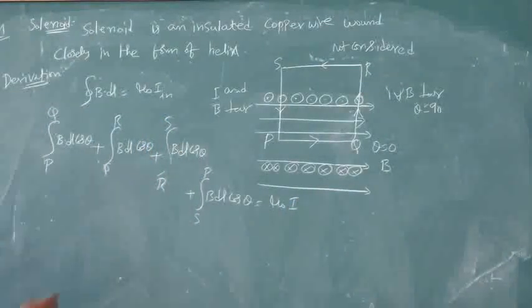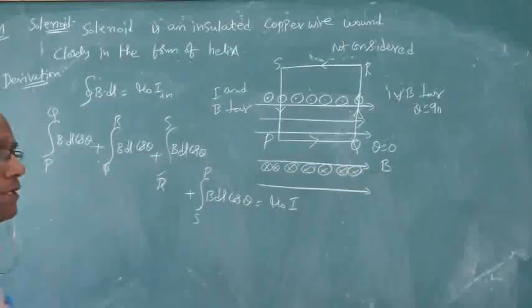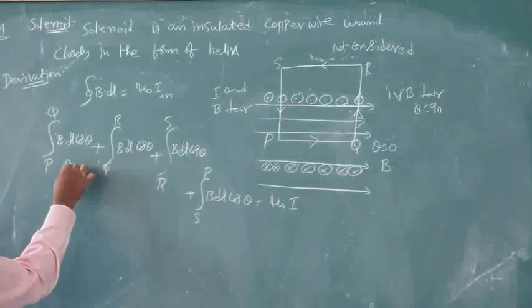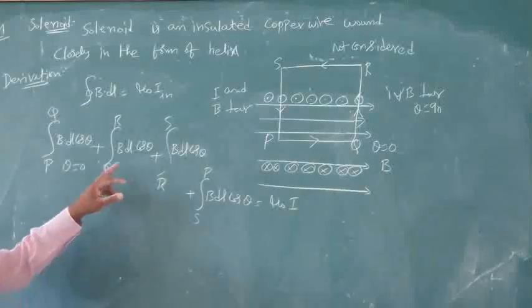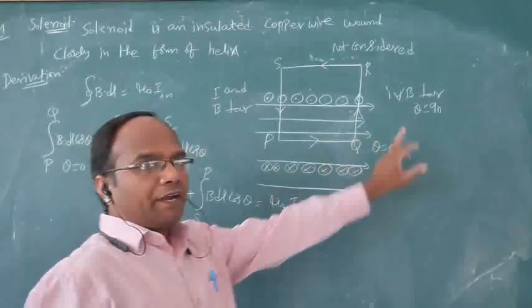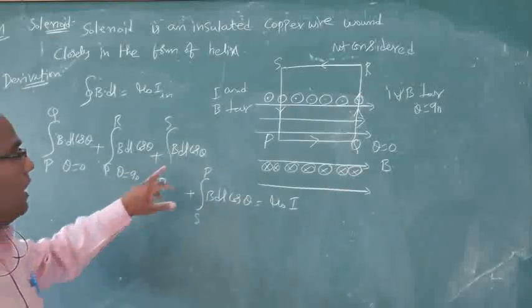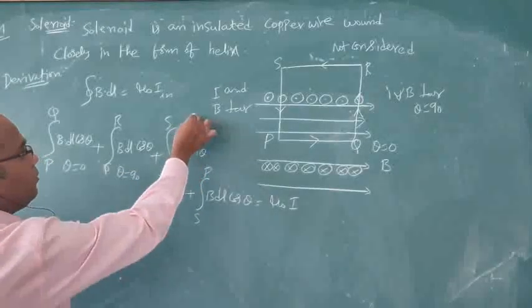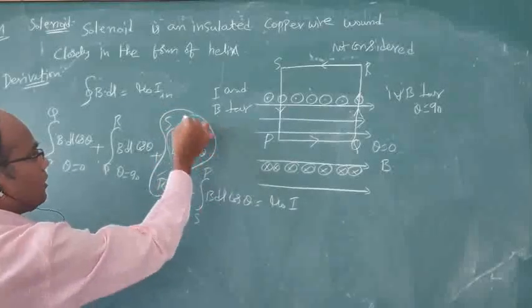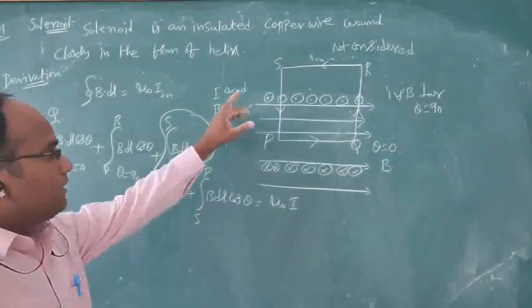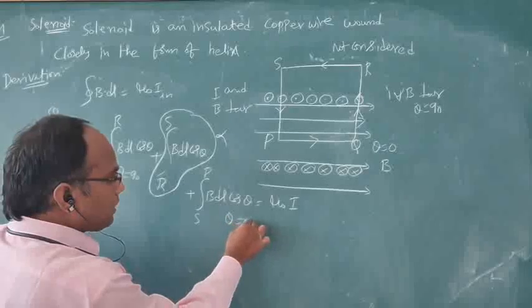So here, from P to Q, theta is equal to 0. And here theta is equal to 90 degrees. And here, outside the loop, not considered. And this is theta is equal to 90.